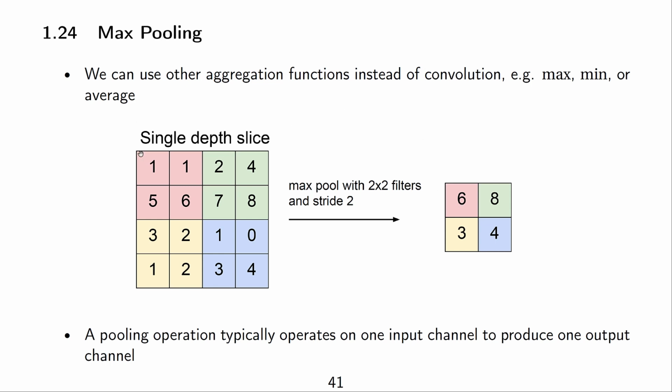So this red 6 corresponds to the maximum of this 2 by 2 area. Then this 8 is the maximum of this 2 by 2 green area, and this blue 4 is the maximum of this 2 by 2 blue area. This is a simple downsampling operation where the lower resolution image always aggregates a 2 by 2 block of the high resolution image by taking the maximum.